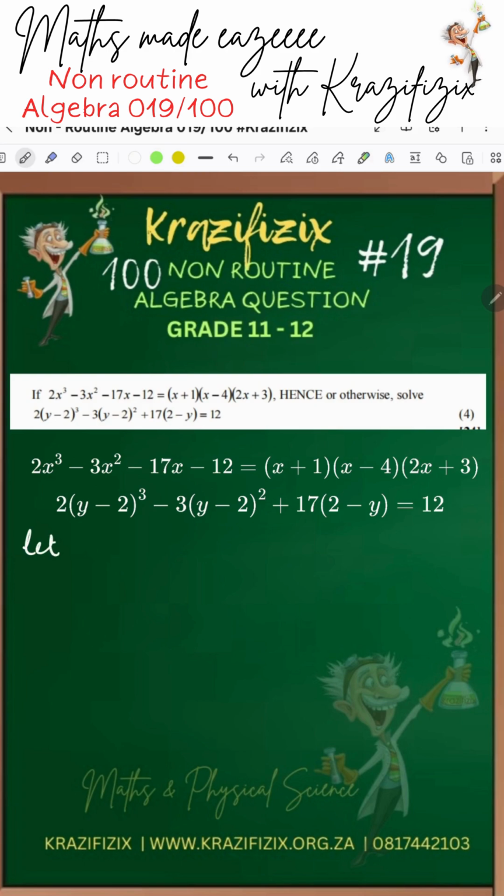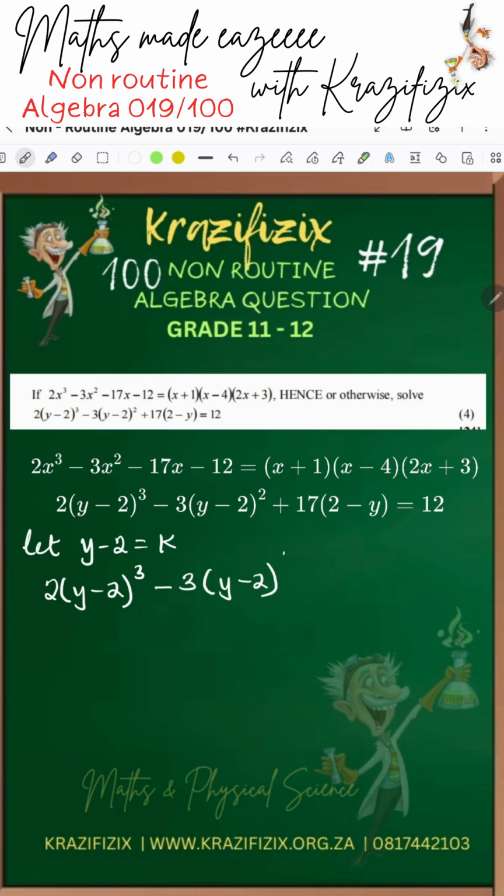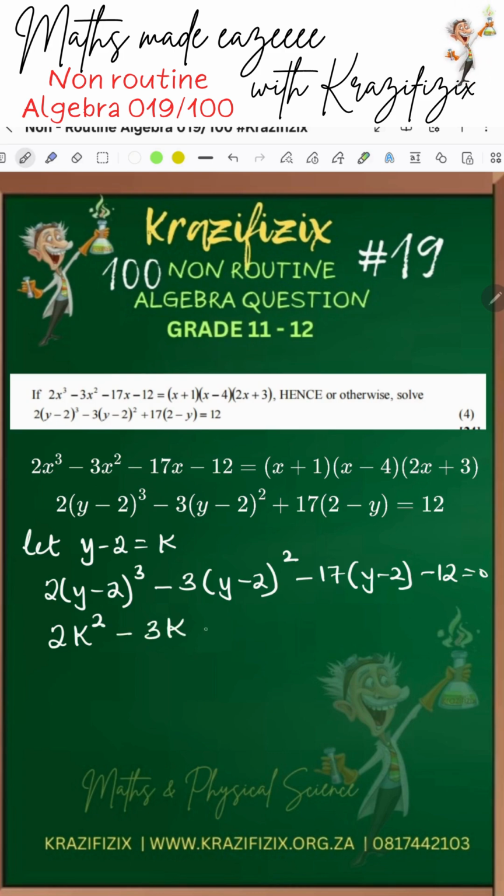Let y minus 2 be equal to k. But I still have to do this. Do my sign change here. Okay, minus 3 y minus 2 squared. You remember we discussed this. Okay, minus 12 equals to 0. So I can then say this is what? 2k cubed minus 3k squared minus 17k minus 12 equals to 0.